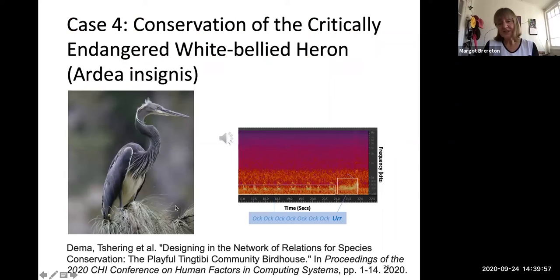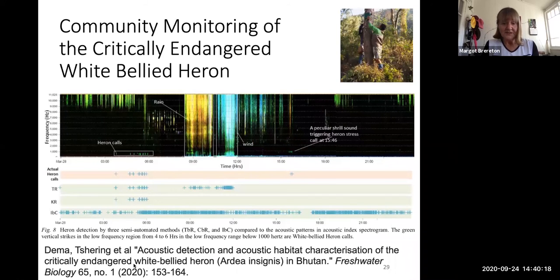I just want to talk a little bit about this because it's bigger data, I suppose. This is Shiring Dema's work in Bhutan, looking at conservation of the critically endangered white-bellied heron. Makes that beautiful noise. And she did this very interesting study. She won best paper at eScience for this study. She used 3 different machine learning techniques and also looked at ground truth actual calls of the heron. And what she did is she compared the number of false positives and negatives and so on.